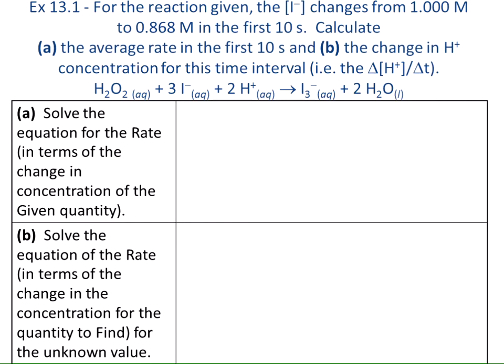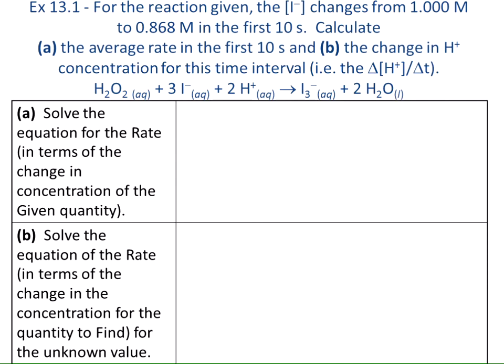Let's look at our first example problem. We have a reaction where we've got the decomposition of hydrogen peroxide combining with 3 equivalents of I- and 2 equivalents of protons, and this will make triiodide minus and 2 equivalents of water. And there's 2 things that they want us to do. They want the average rate in the first 10 seconds. And then they want us to determine the change in H+ concentration for this time interval.